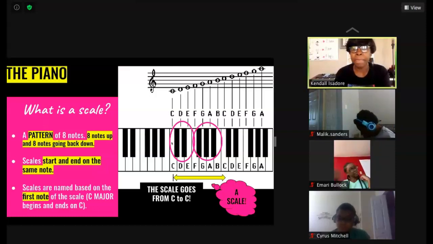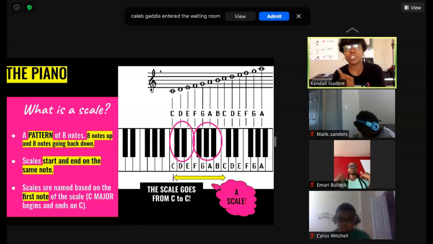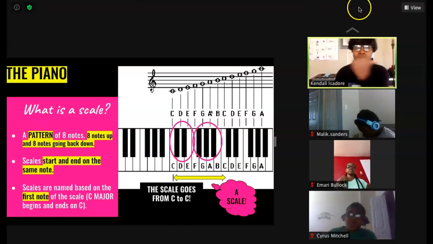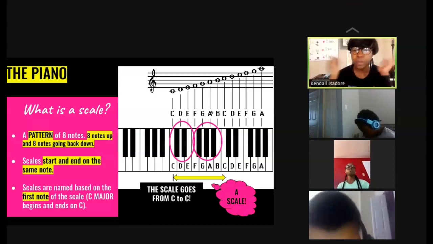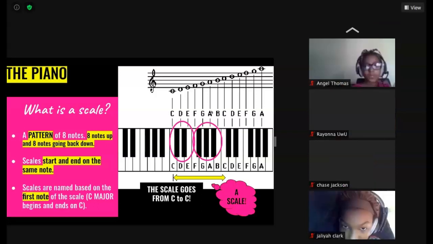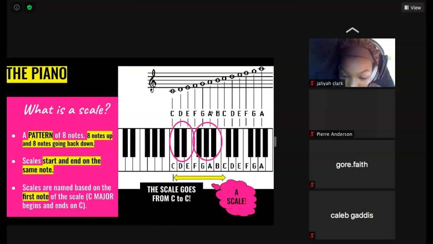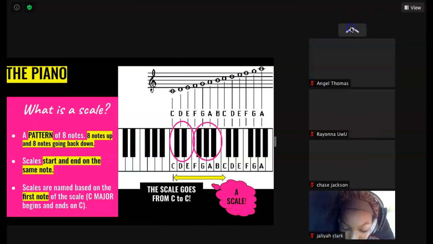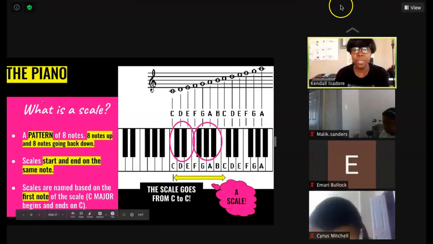Go ahead, do it and come back. A scale has 8 notes. 8 notes going up the scale and 8 notes coming back down the scale. Do you agree with me? Good. Yep, and Imari remembers because she was in my class last year. Faith knows. Y'all all remember that's a scale. 8 notes going up and 8 notes going down.